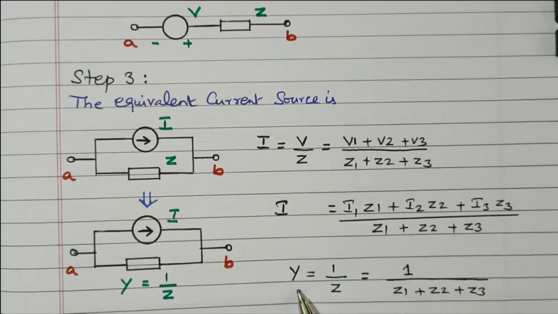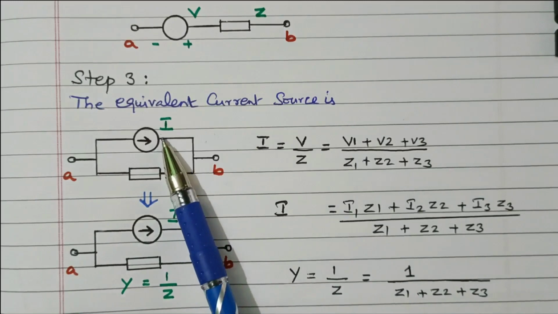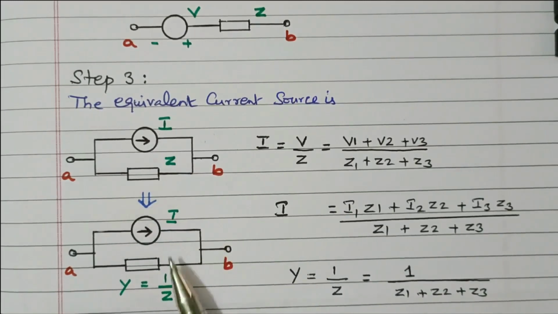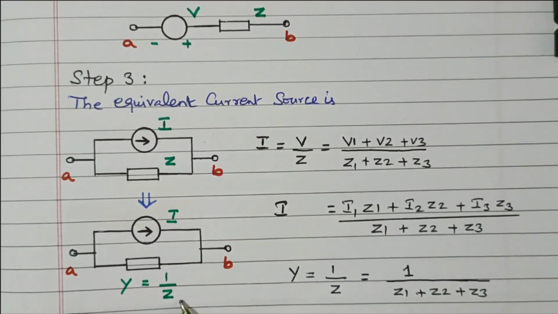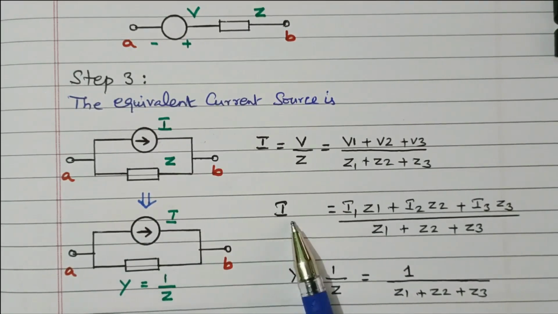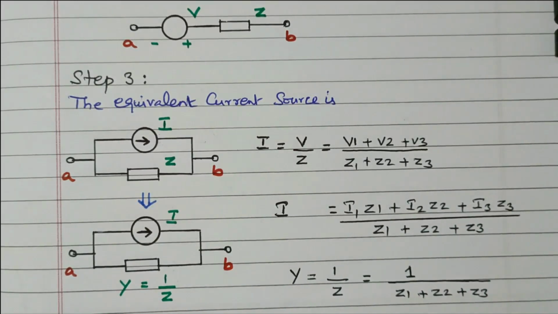Right. So from that, how will you calculate Y? The admittance is 1 by Z, that is 1 divided by Z1 plus Z2 plus Z3. So now this current source with impedance is replaced by a current source with admittance, I and Y equals 1 by Z. Right. So this I is calculated by using this formula, and this Y is calculated by using this formula. So in this video we discussed Millman's theorem: converting n number of current sources or voltage sources into a single current source or voltage source.